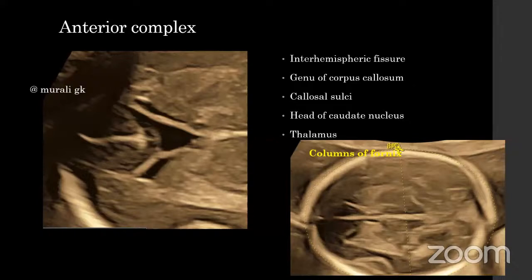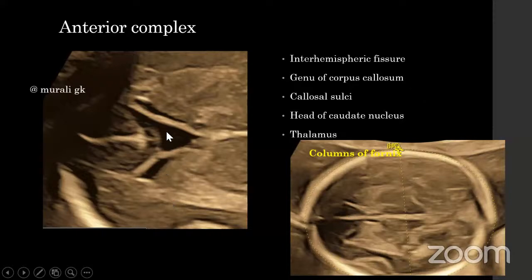If all these structures appear normal in a neurosonogram, you can mention that structures of the anterior complex appear normal. You can also go ahead and explain the various structures in detail. These were the columns of fornices which I was telling. Kindly see that the anterior interhemispheric fissure is obstructed by the genu of the corpus callosum and the CSP, unlike the columns of the fornix, which is continuous and not flanked by the anterior horns of the lateral ventricle.